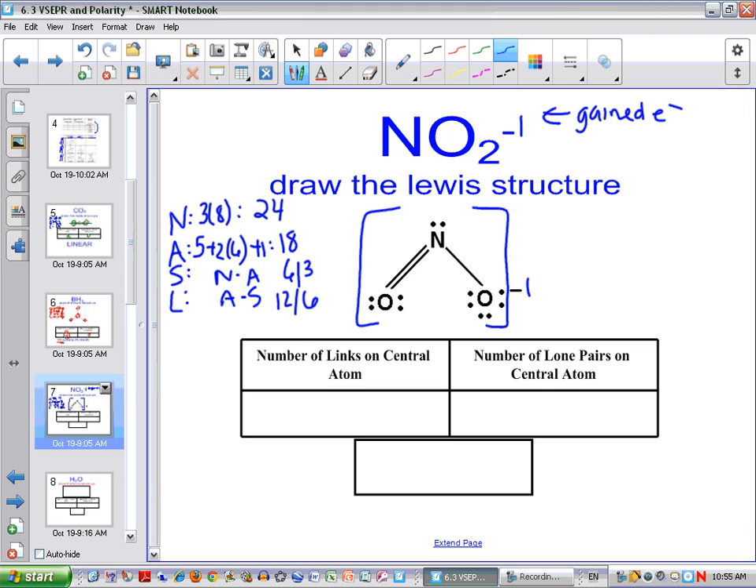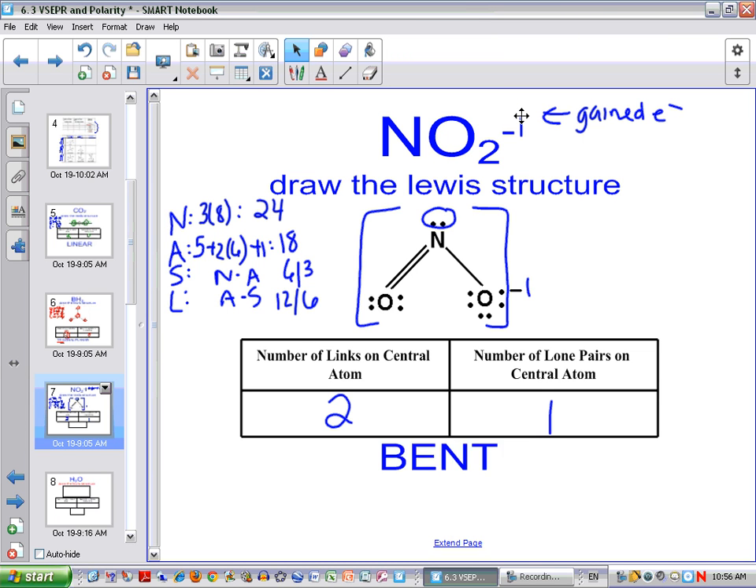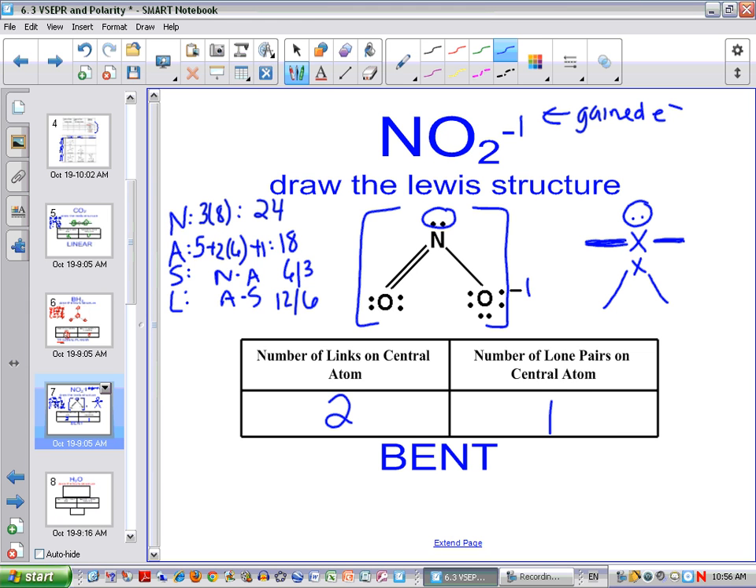How many links on that central atom? 2. How many lone pairs on the central atom? There's 1. This shape is called bent. And it looks bent, right? So how this compares to linear is linear doesn't have any lone pairs. As soon as you add those lone pairs, these are electrons, so it's going to literally push them down. That lone pair is going to repel those electrons that are in that bond, which gives it that bent formation.